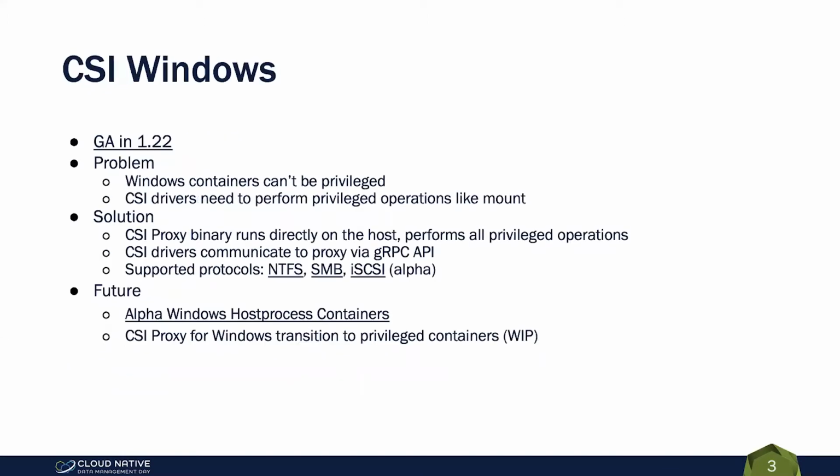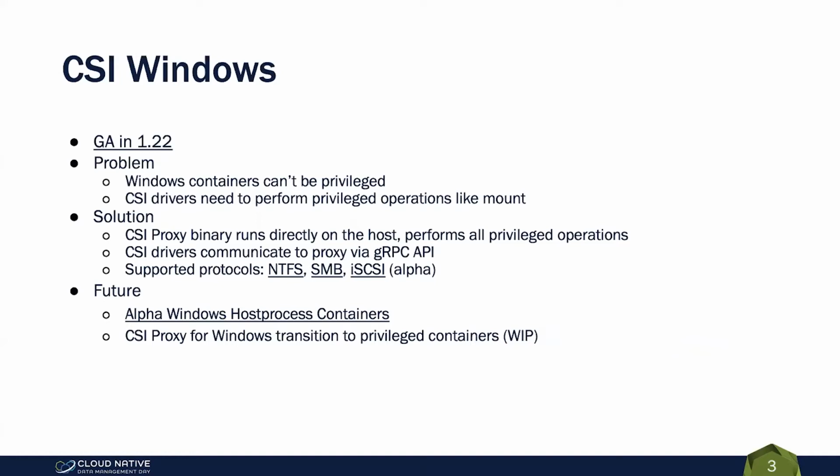The first feature I'm going to talk about is CSI Windows. CSI Windows moved to GA in 1.22 release. This is a big milestone. There are challenges for CSI drivers to work on Windows because Windows containers are not privileged yet. However, CSI drivers need to perform privileged operations such as mount and unmount.